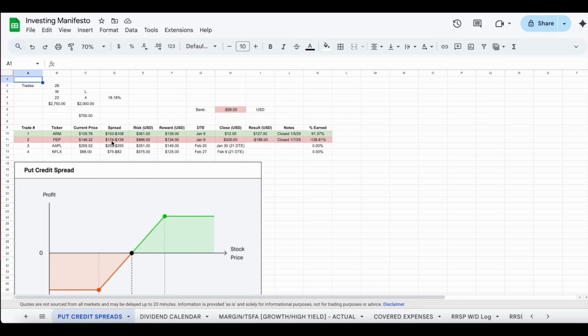This one here, I did 2 of them at a $5 spread, so I had $1,000 risk, and that's why I closed it out at 320, because I didn't want to lose more than that. I'm just limiting my risk or my losses.